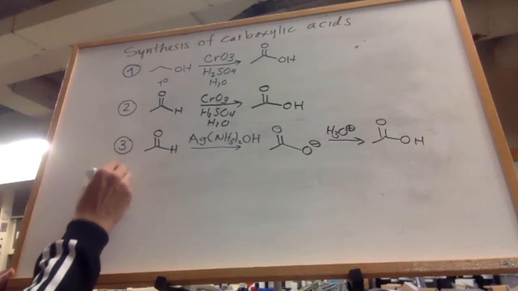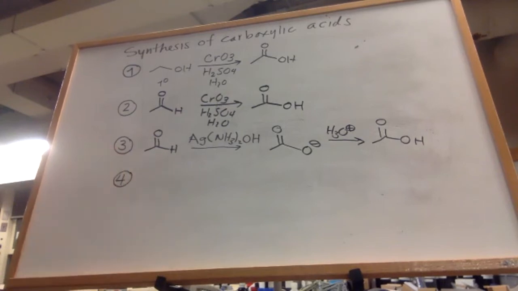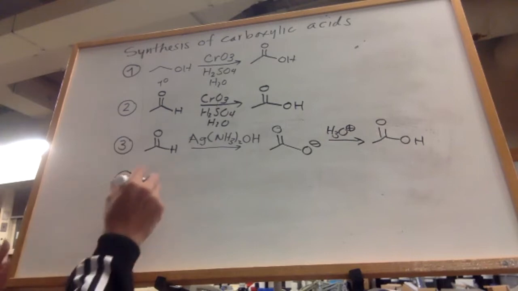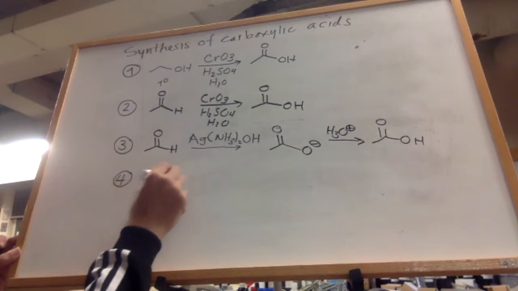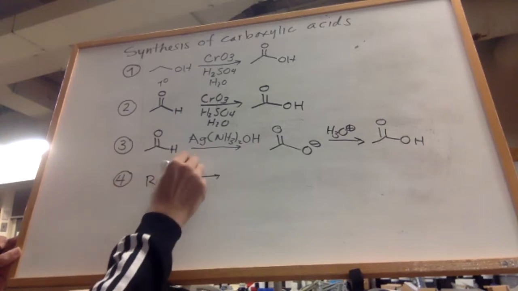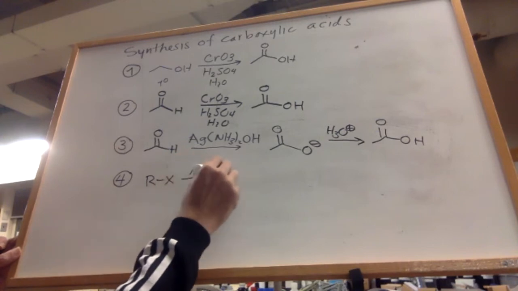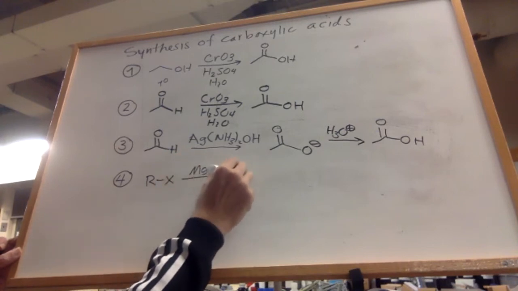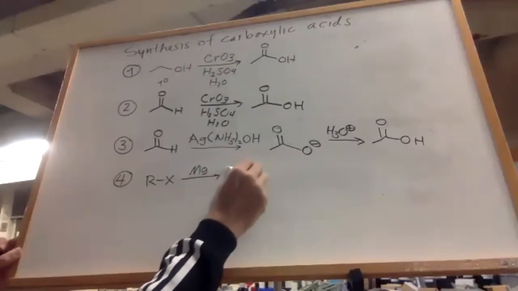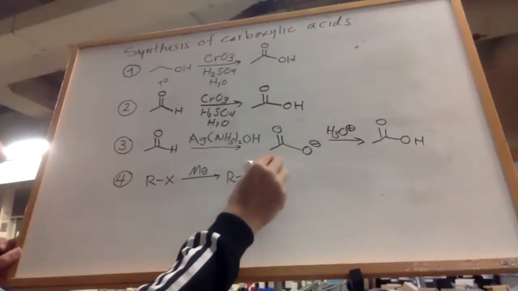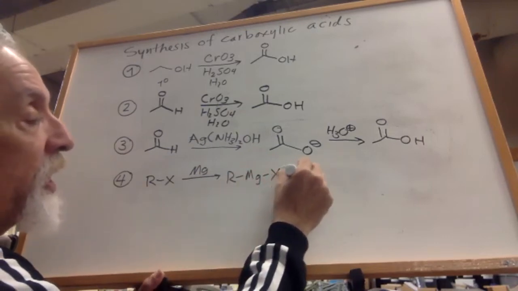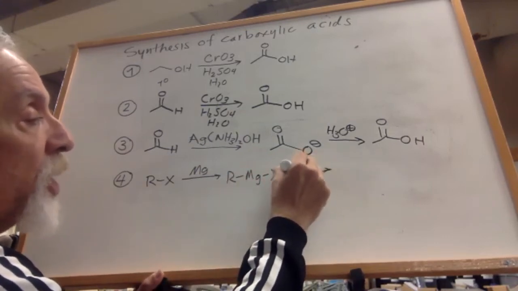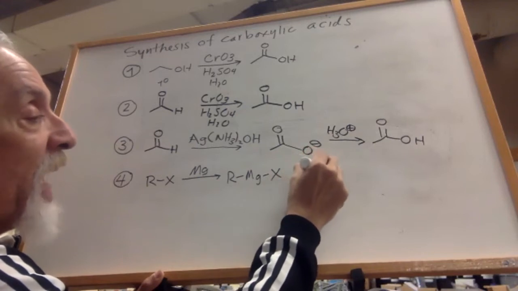Another method would be carbonation of a Grignard reagent. So we start out with an organic halide, react that with magnesium. That makes the by now very familiar Grignard reagent. And then the Grignard reagent is allowed to react with carbon dioxide.